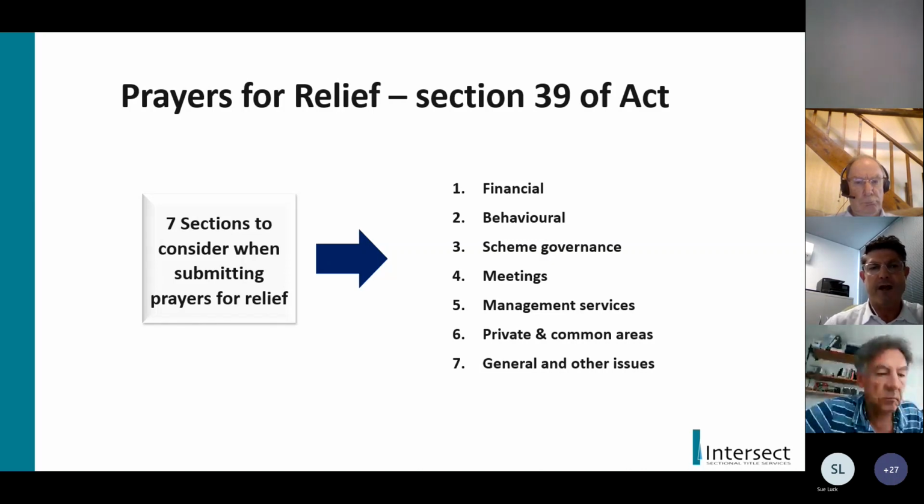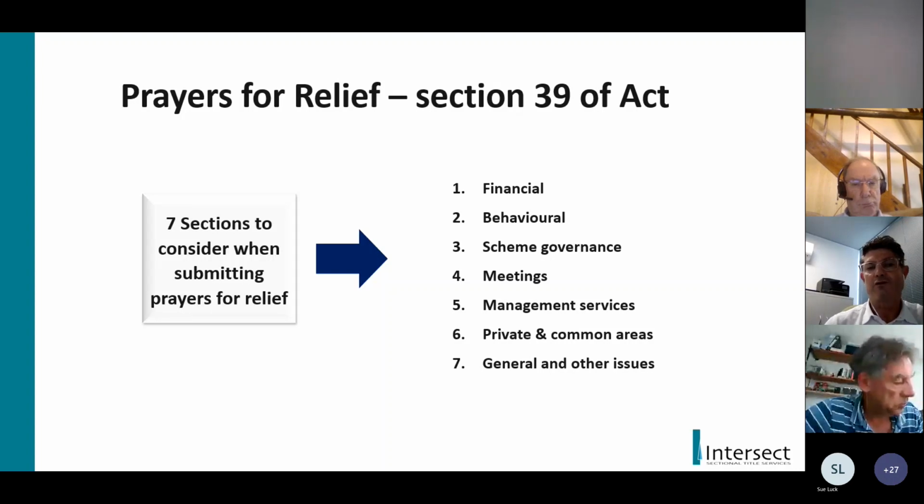If you look at section 39 of the Act, it's actually quite detailed. Each section that you can apply for relief is quite detailed in the Act, and it's important to study that to see exactly what falls under each of those sections, that being financial or private and common areas, etc. And I think this is also where it's important to understand when you do go to CSOS, which prayer for relief you are going to apply for, because if it falls outside the 7 prayers, then CSOS will reject your application.